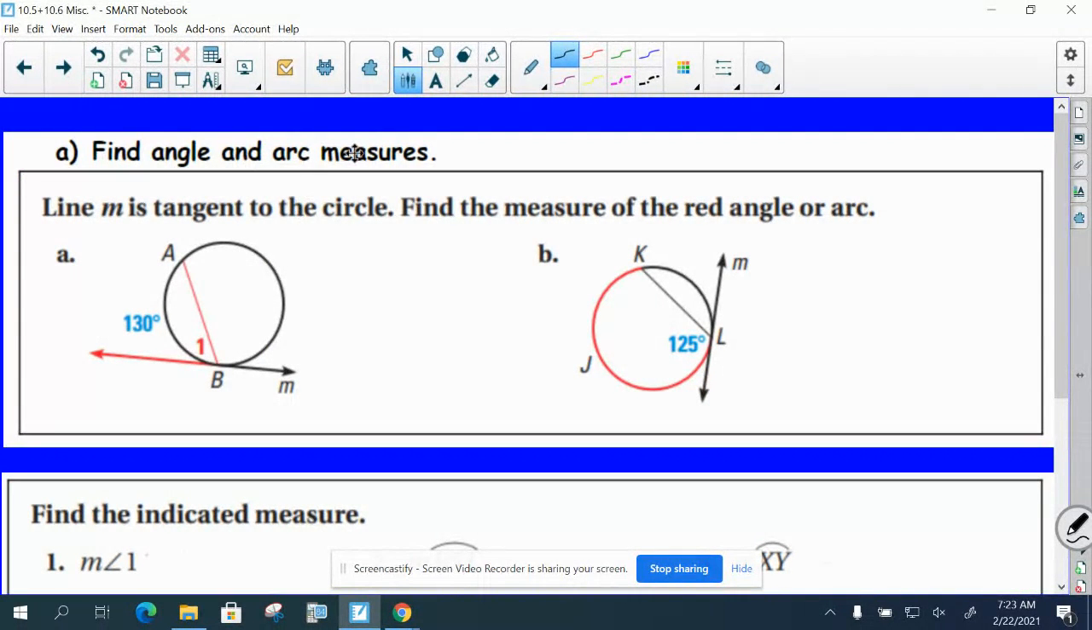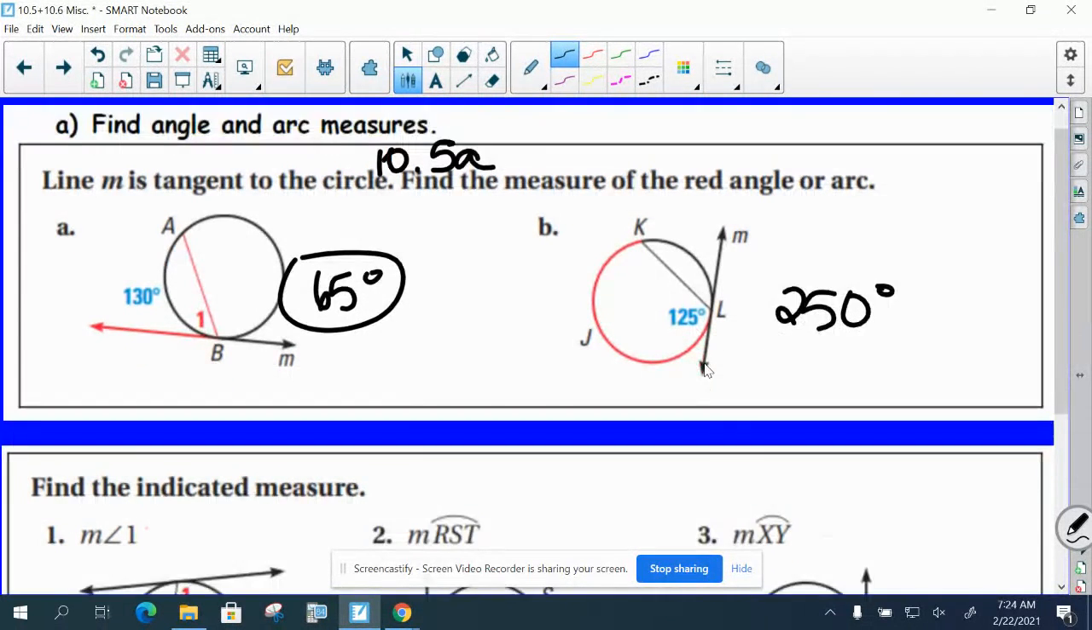So find the angle and arc measure. Line M is tangent to the circle. Find the measure of the red angle or arc. So we're finding the measure of the red angle. So this is 10.5a. The measure of this angle would just be half of the arc it intercepts, so 65 degrees. And then here, they're giving us the measure of this angle, and they're asking us to find arc KJL, which is going to be twice 125, so 250. Pretty easy so far.